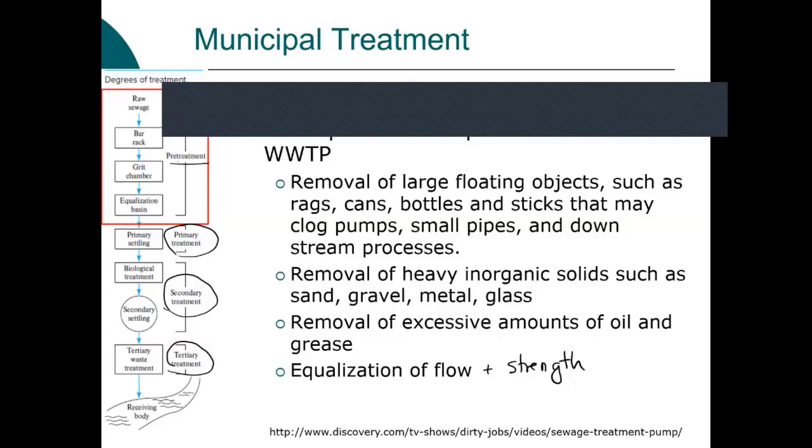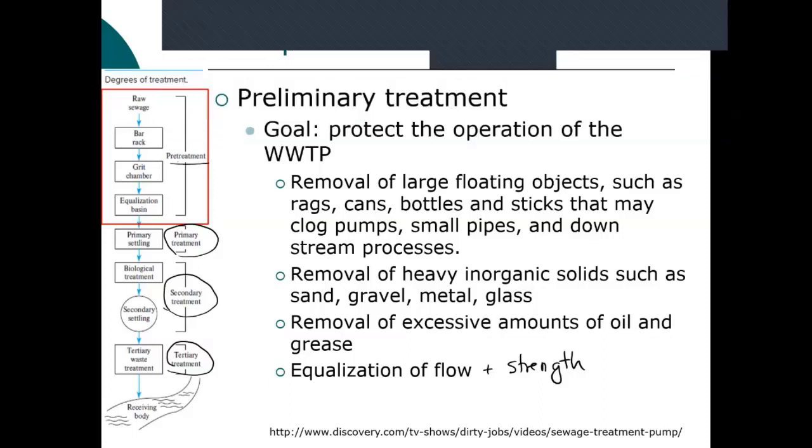So I just wanted to play that fairly quickly, and I don't know why there's this bar in the middle of the screen. I apologize, but I wanted to give you a sense of these bar screens and how they work.